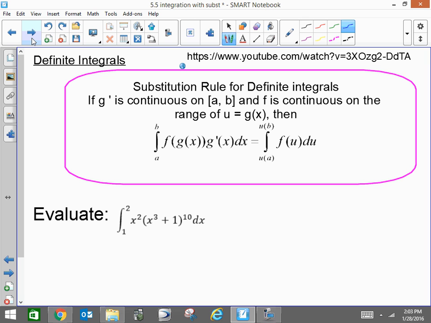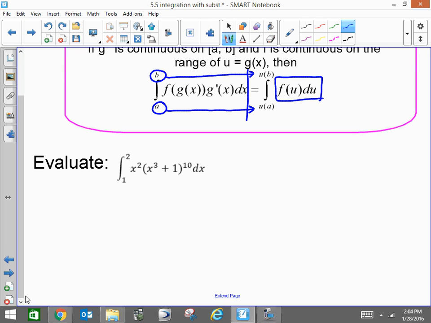It's the same idea up to a point. This is your regular integral, of course now we have numbers here for definite integrals. What we do is we change, and the thing is we don't have to go back to the x's, we treat it with the u's now. So let's do one and I'll show you what I mean. We're going to do the integration just like we would if the numbers weren't here.